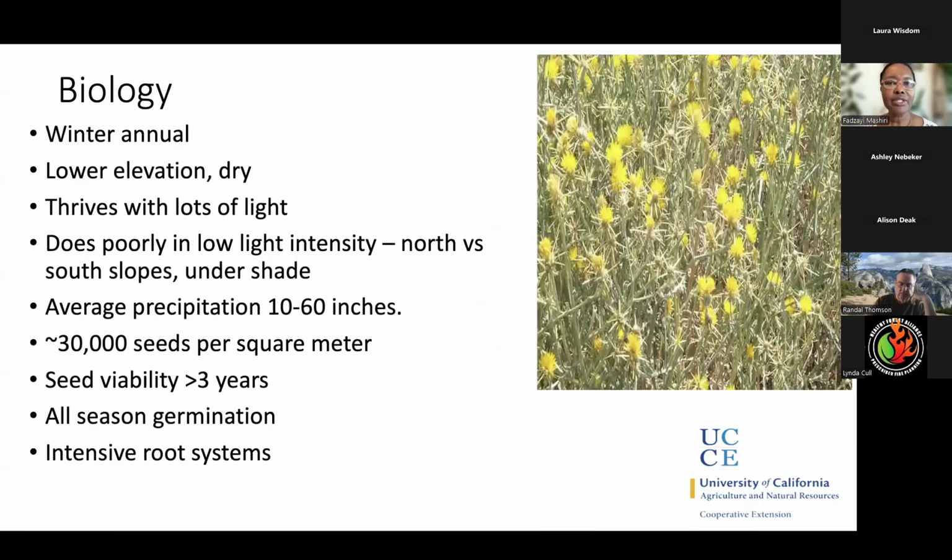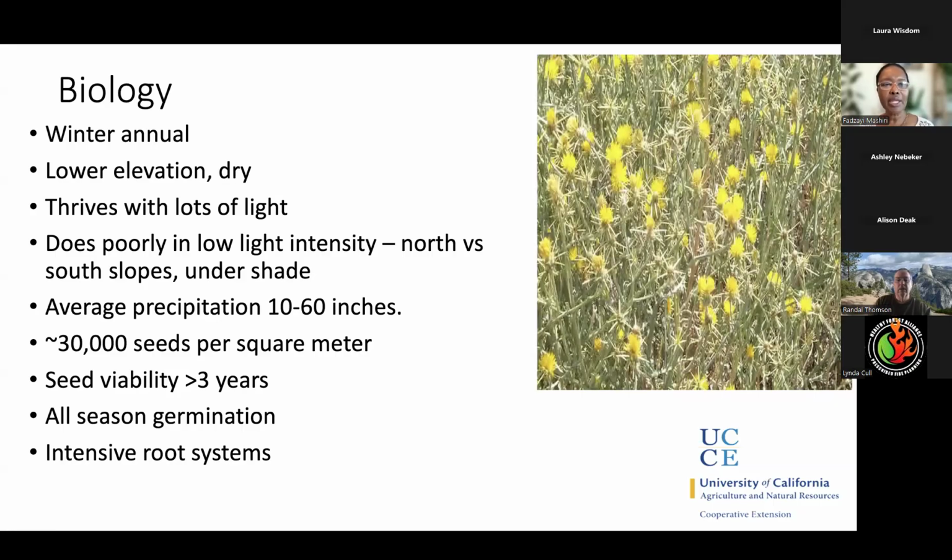I know Qwalen is going to talk more about using fire for yellow star thistle control. And Laura asked me to talk about other tools that can be used to control yellow star thistle.